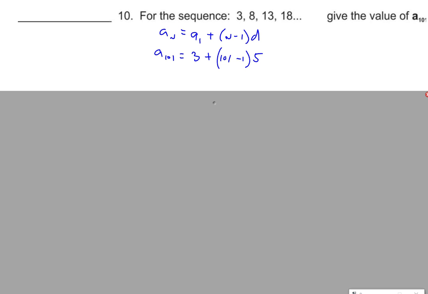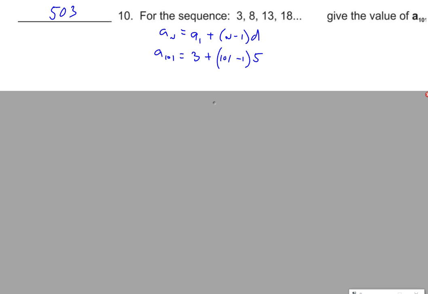I gave you an easy one. 101 minus 1 is 100, times 5? 500. What's 500 plus 3? 503. There you go, and away you go, right? But you had to know to start with the explicit formula, because that allows you to find any term. And definitely 101 is any term.